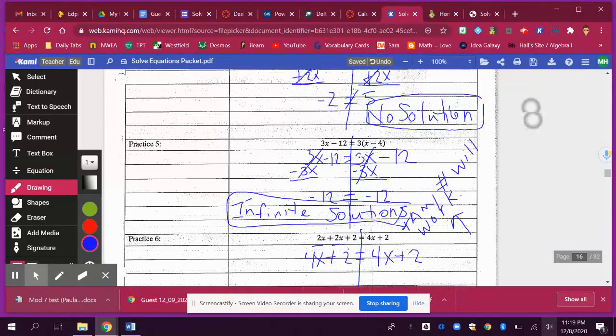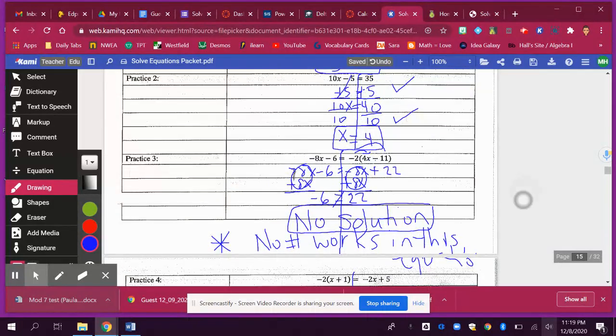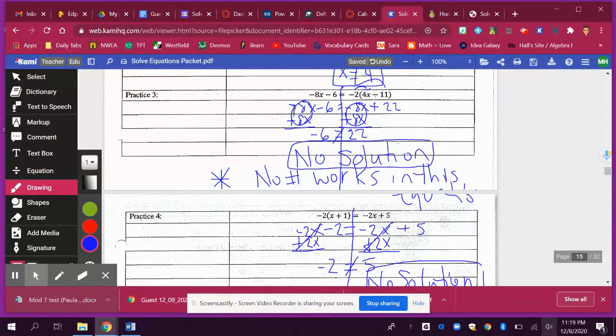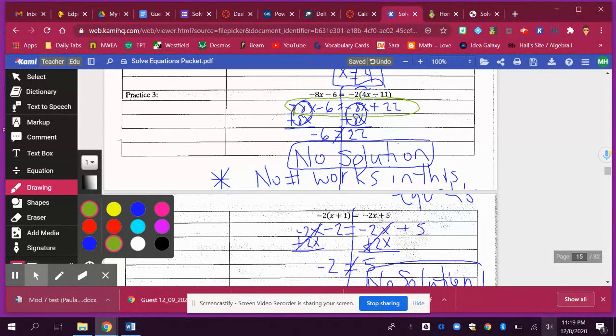If we go back up here to our no solutions, at this point right here, I mentioned, oh, check this out. We have like variable terms. And notice we had negative 8x minus 6 and negative 8x plus 22. And when we got rid of our variable terms, our left side was not the same as our right side. And that's how we got no solution.